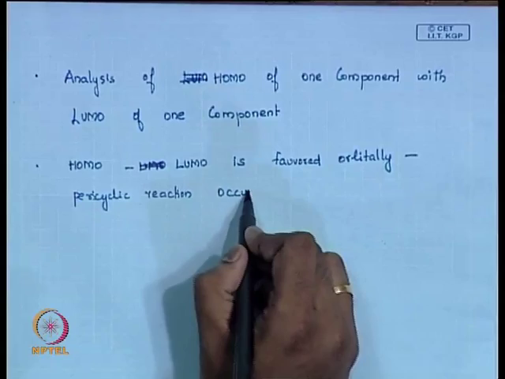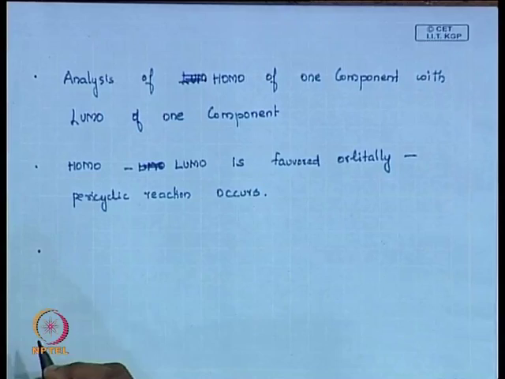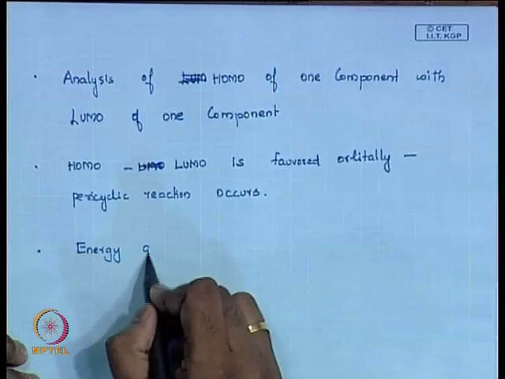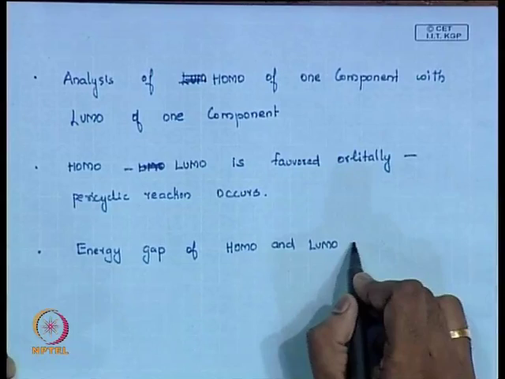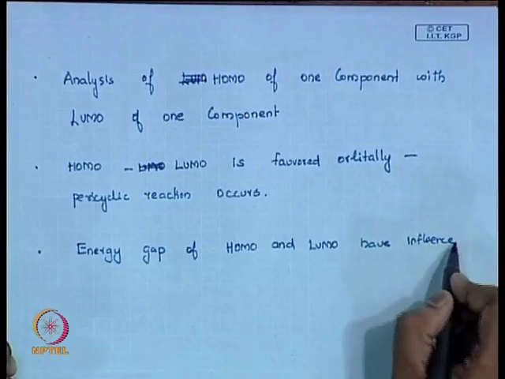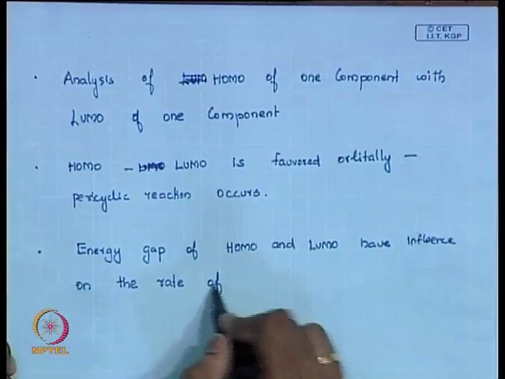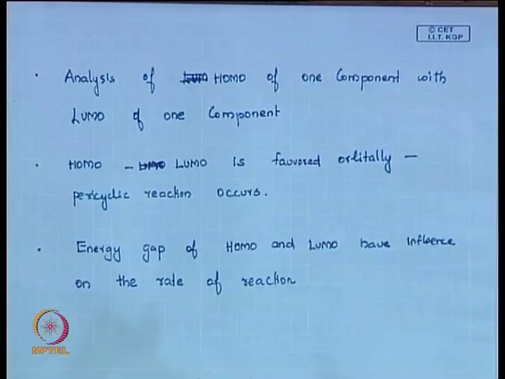The third point you can understand is that the energy gap of HOMO and LUMO has influence on the rate of the reaction. Most of the time, if you see that the energy gap between your HOMO and LUMO is very small, the reaction process is very fast. Okay. So, these are the three things which you can understand by seeing your orbitals.